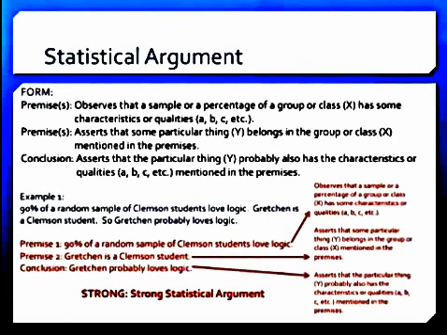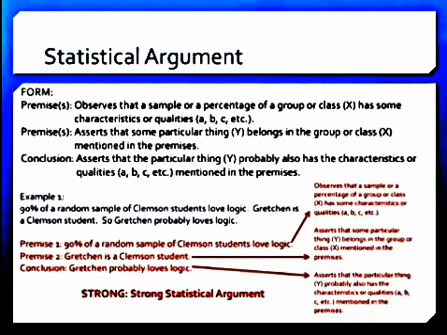One of the premises of a statistical argument observes that a sample or a percentage of a group or class X has some characteristic or qualities A, B, or C. Then the next premise asserts that some particular thing Y belongs in the group or class X mentioned in the premises. Finally, the conclusion asserts that the particular thing Y probably has characteristic or qualities A, B, C mentioned in the premises. Now, a statistical argument may be similar to an inductive generalization in that both of these types of arguments will have a premise that asserts that a sample or a percentage of a group or class X has some characteristic or qualities A, B, C.